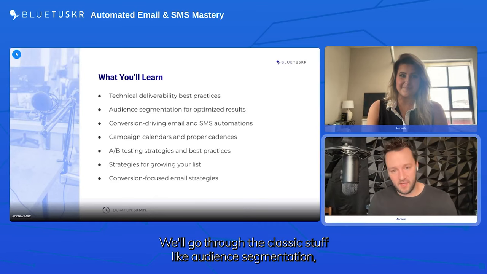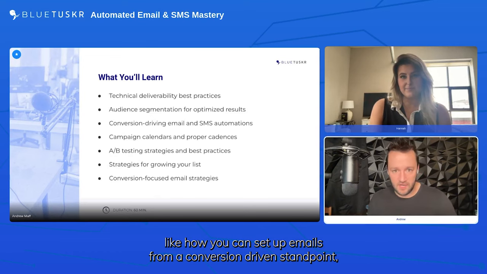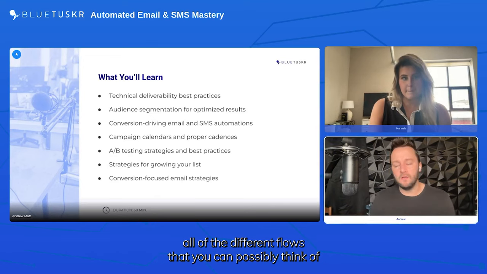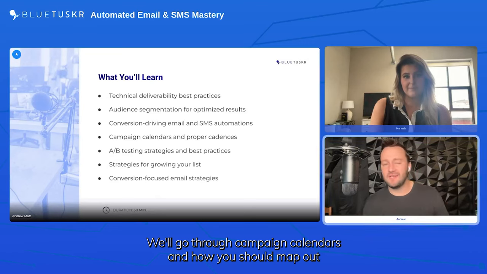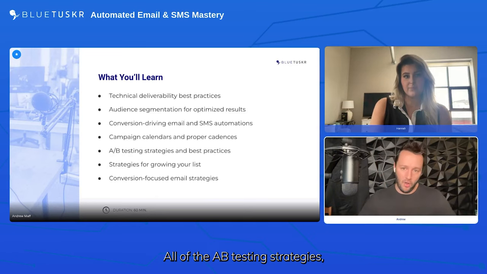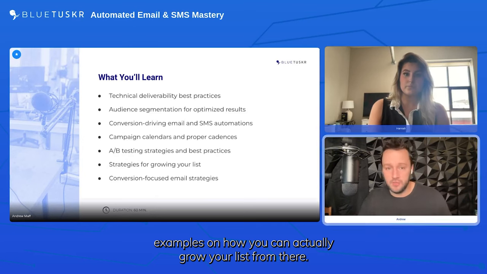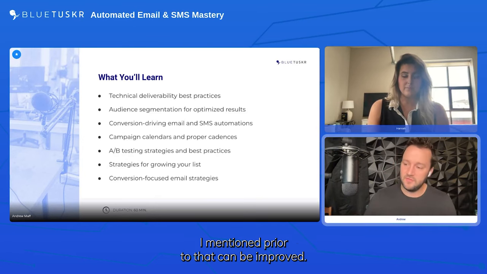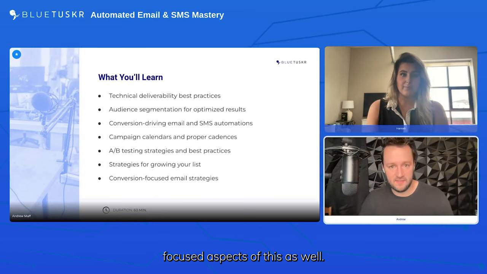We'll go through the classic stuff like audience segmentation, and how you can set up emails from a conversion driven standpoint, all of the different flows that you can possibly think of. And for a handful of them, we're going to walk you through exactly how to set those up as well. We'll go through campaign calendars and how you should map out your cadence on how often you should be sending campaigns, all of the A/B testing strategies, and examples of how you can grow your list, so that everything else I mentioned prior to that can be improved. And we're going to go through all the conversion focused aspects of this as well.